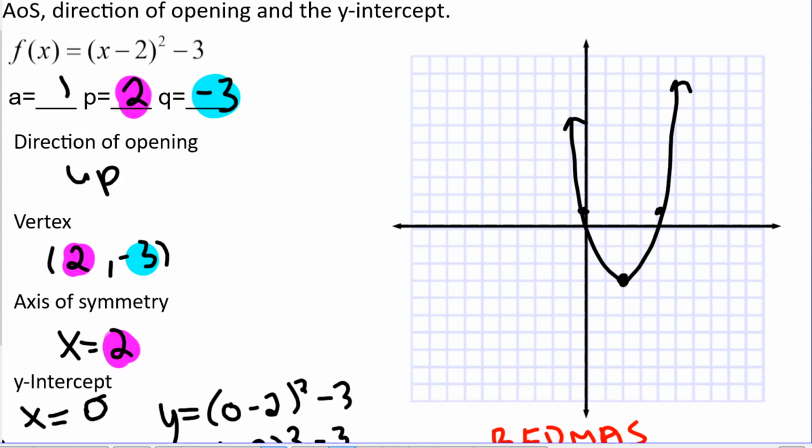I want you to try the rest of these examples, and we'll move on to going in the opposite direction after this.